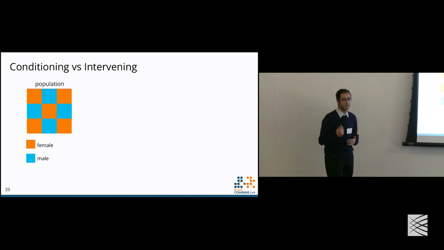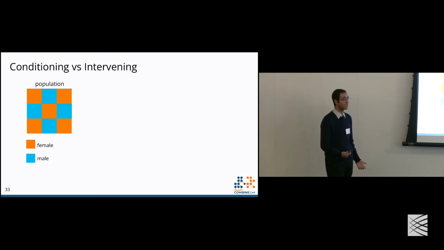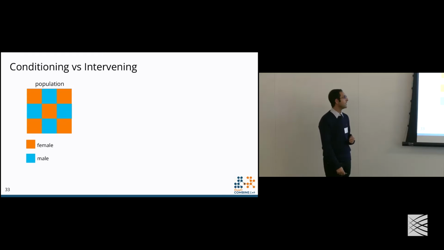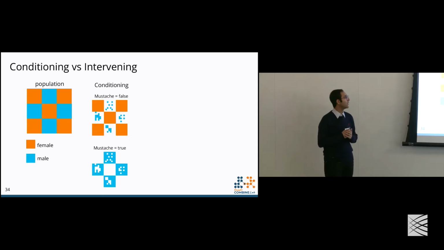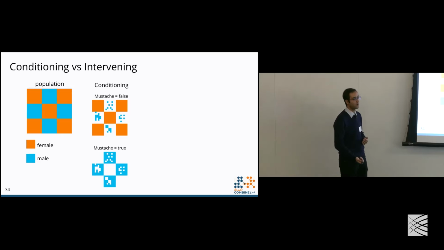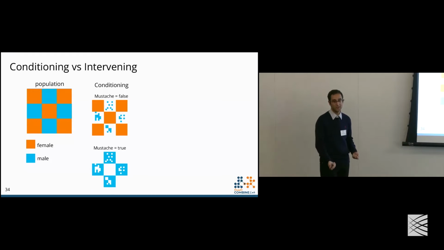Now, we talked about conditional GANs, about regular GANs, and we're arriving at what we're anticipating, which is causal GANs. But before that, we have to understand the difference between conditioning and intervening. So take this population that we have in our training set, and for simplicity, we only have male and female. So male in blue and female in orange. Now, when we condition on a specific label like mustache, and we set that to false, a generative model will only output females of the population and some of the males. And that's because we have very few female samples that have mustaches in our training set.